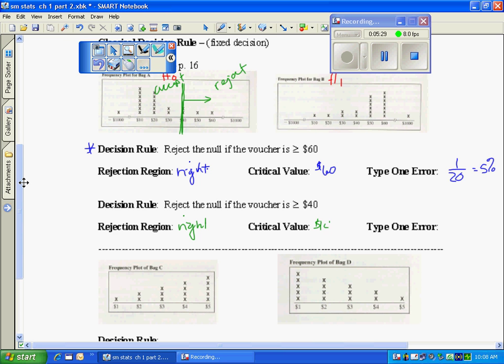And the chance of a type 1 error: how many vouchers are $40 and on this side? Counting them up, there are 4 out of the total in the entire bag, which is 20. Figuring that out, that's a 20% error, a bigger chance of making a mistake. Let's look at a couple different bags here.